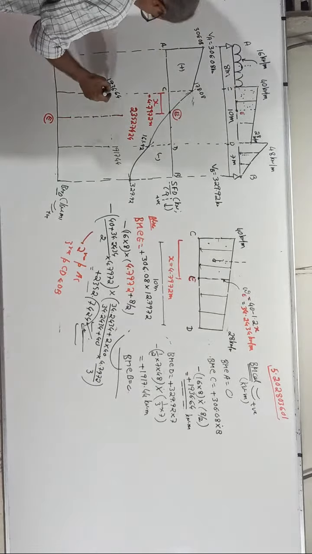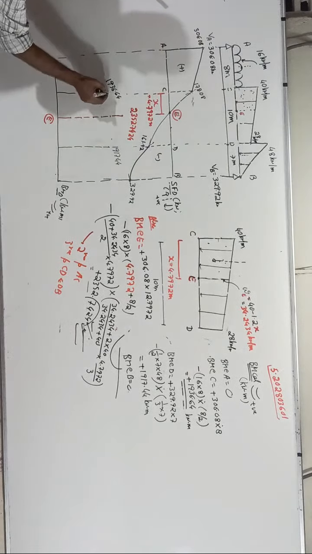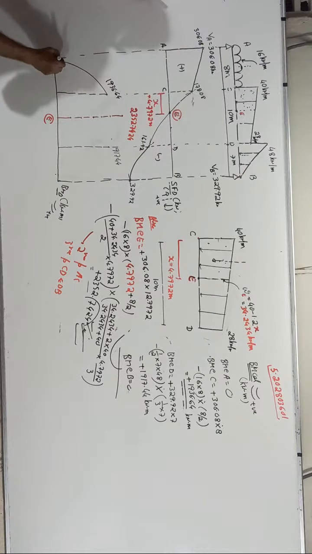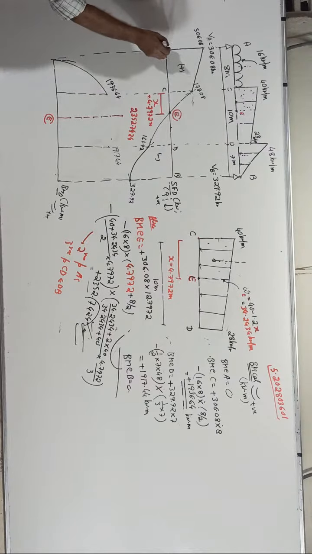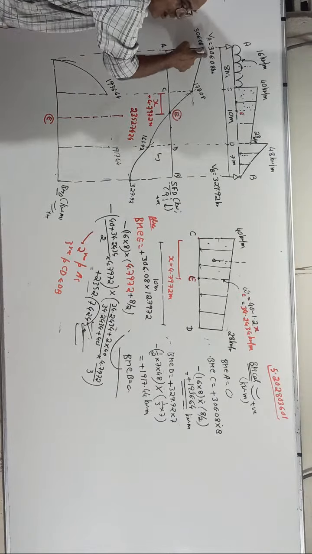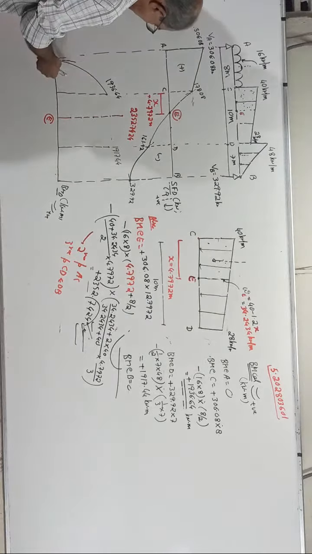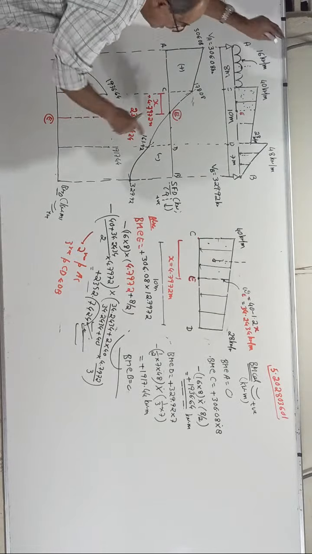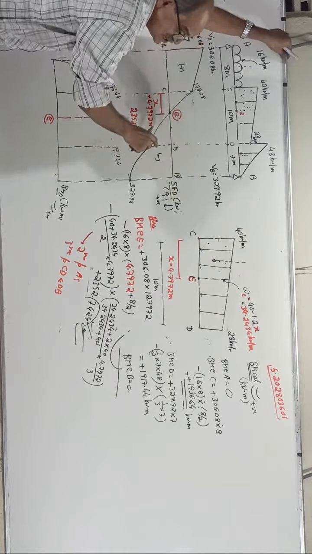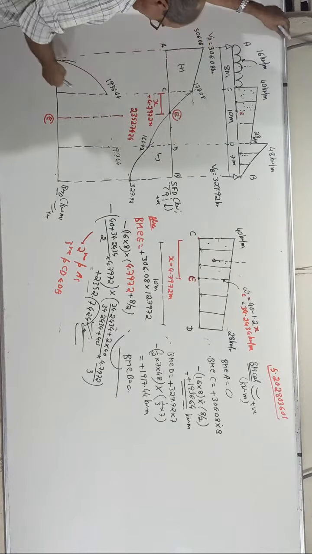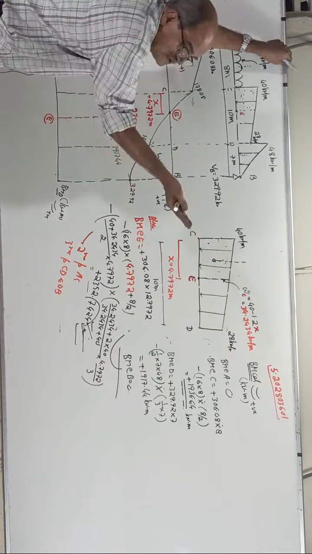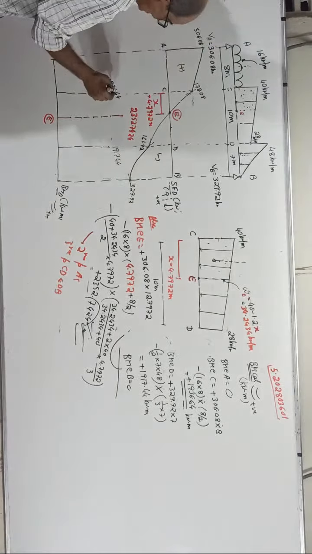See, I will join here by a 2nd degree parabola. Okay, now tell me what is the slope here? Slope here is shear force here. How much? 306.08. The slope is like this. When they cross this point, the slope, shear force is negative. Instead of this way slope, it should come this way slope. But it will come.